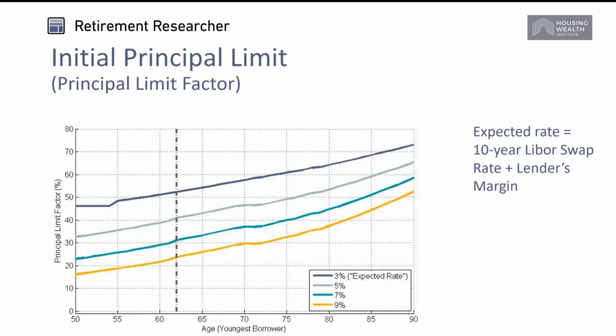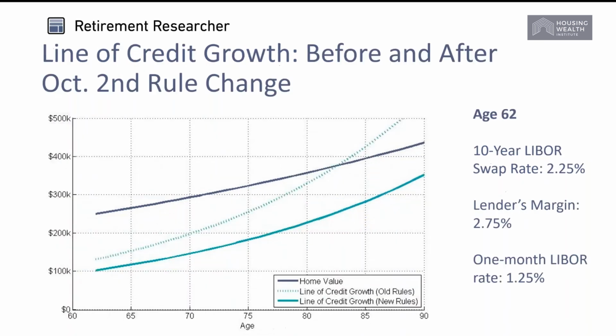And this is now kind of part of the presentation. We're a year removed from the rule changes, but the principal limit growth was really more exciting to some extent before the October 2nd rule change, if you were thinking about that as line of credit growth. Now, if you're thinking about principal limit growth as loan balance growth, the new rules make it more exciting because now the loan balance will grow more slowly. But in the old days, well, today now, it also means the line of credit will grow more slowly.